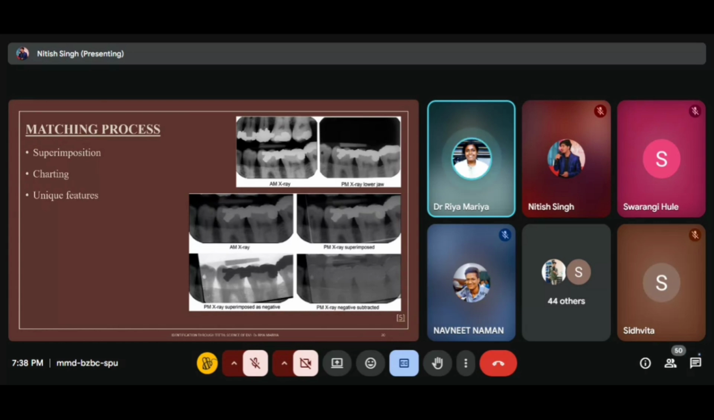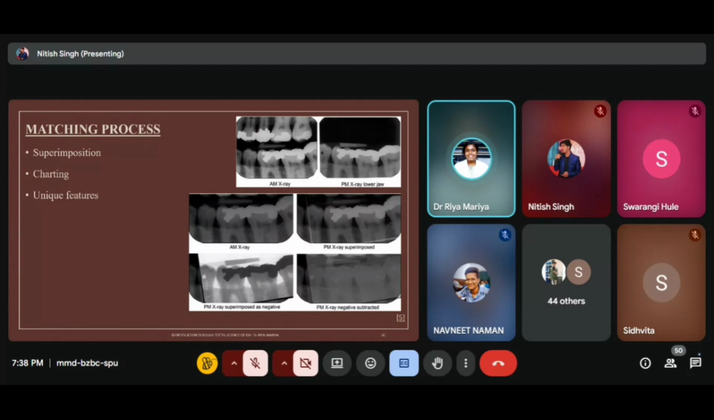Are you able to see the white color, the opaque structures? That opaque structure is fillings or restoration. Just focus on the shape of the filling. You can see the shape.